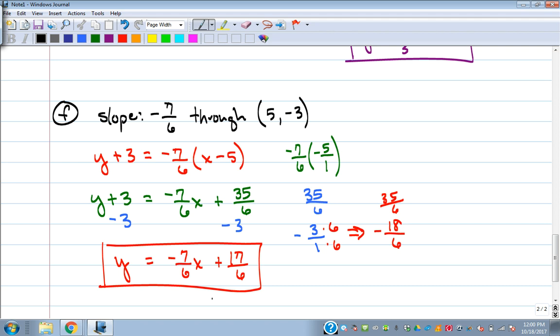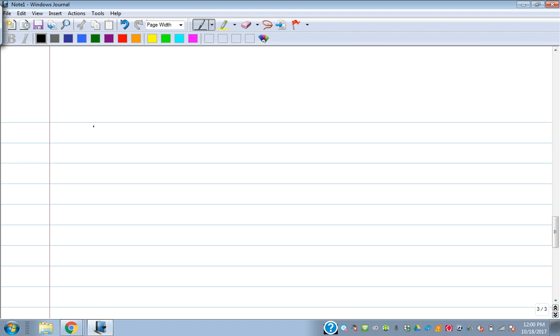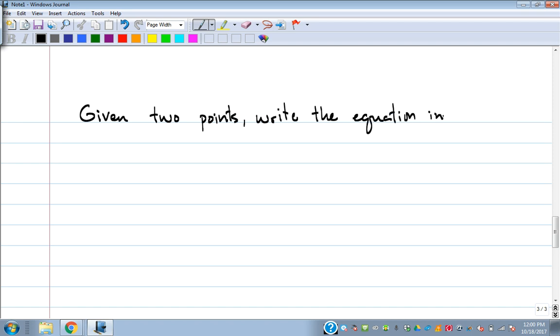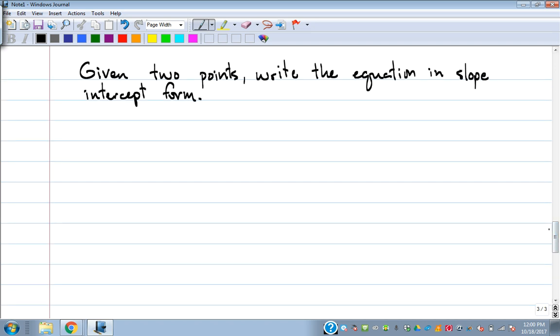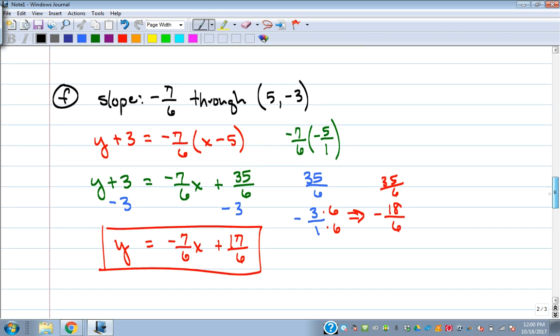What do you guess the next thing is? Given 2 points. Given 2 points, write the equation in slope-intercept form. All right, so F, so we're on G.